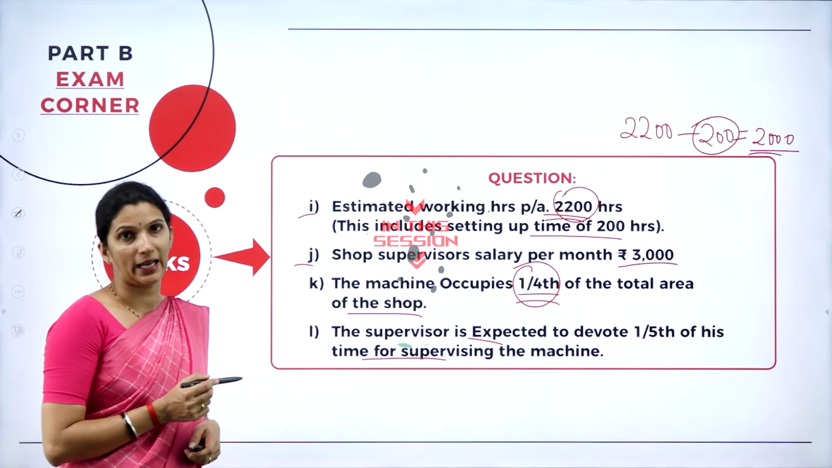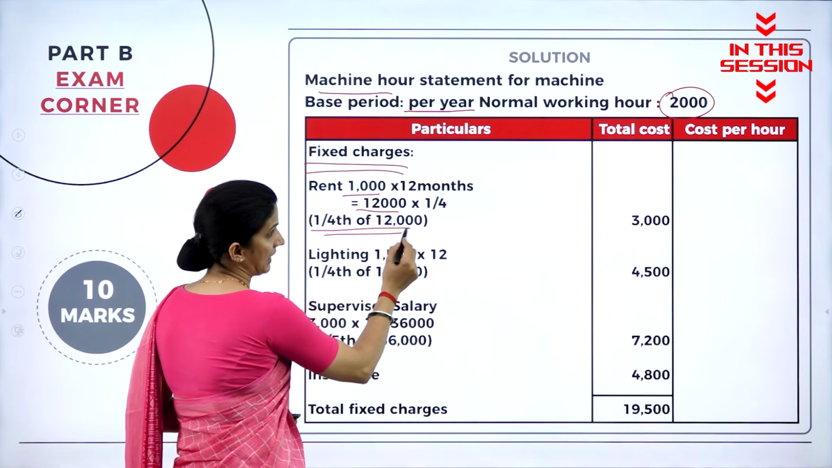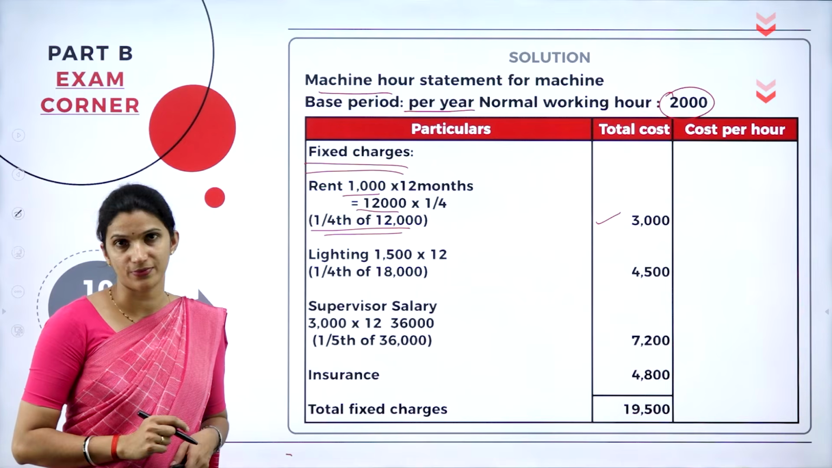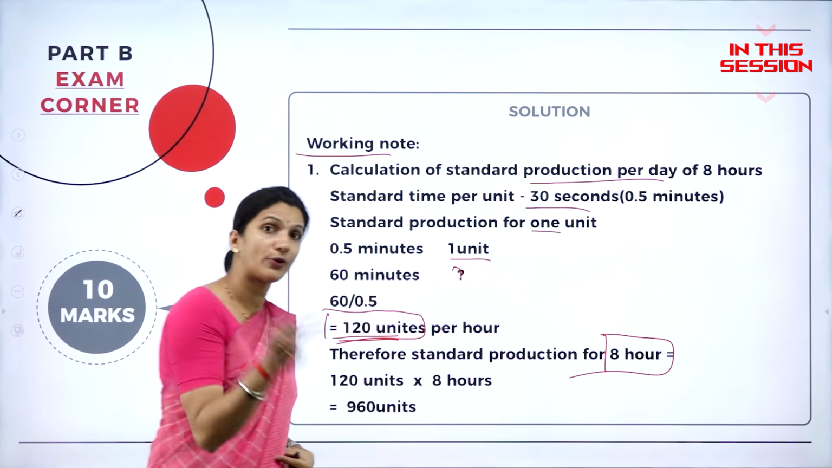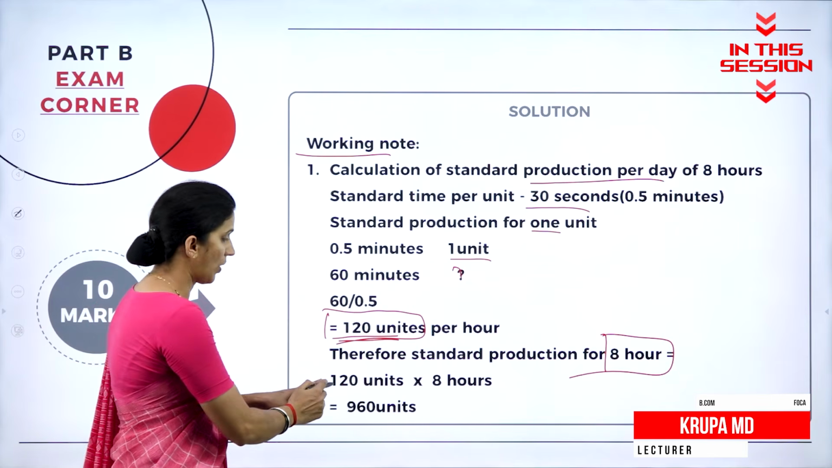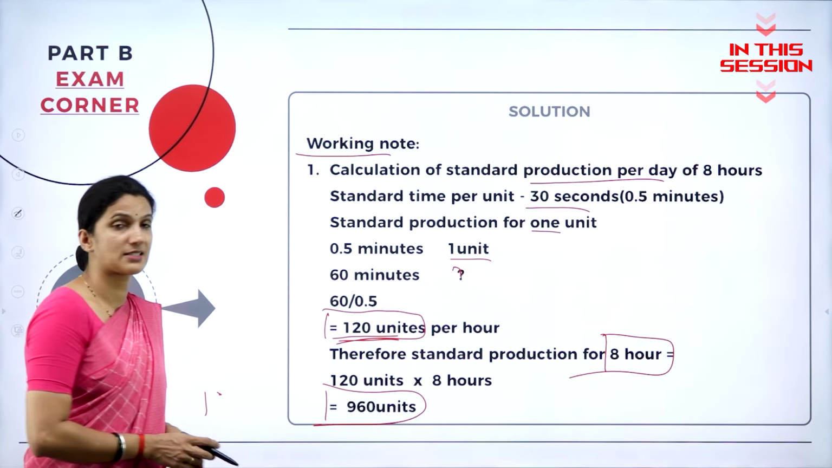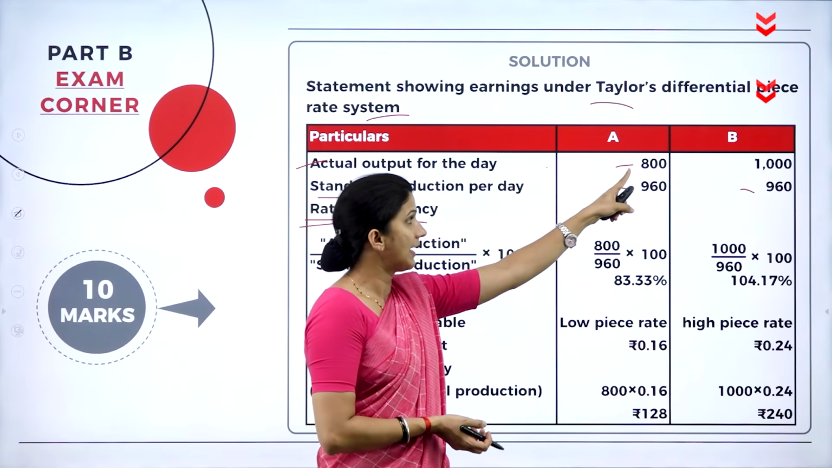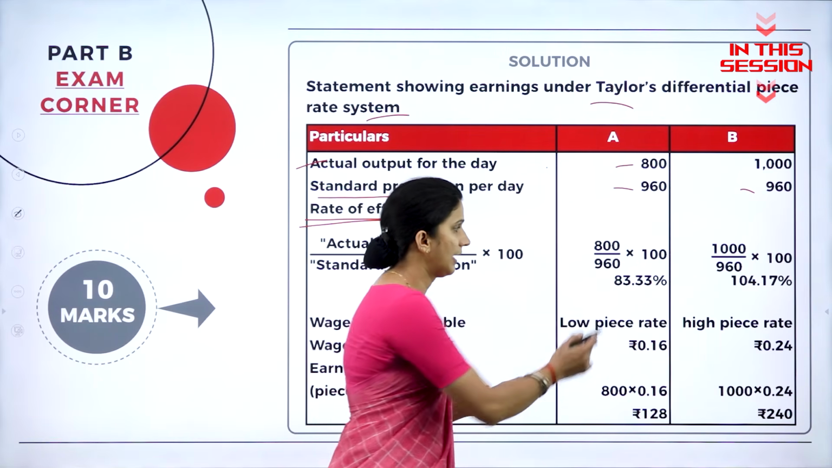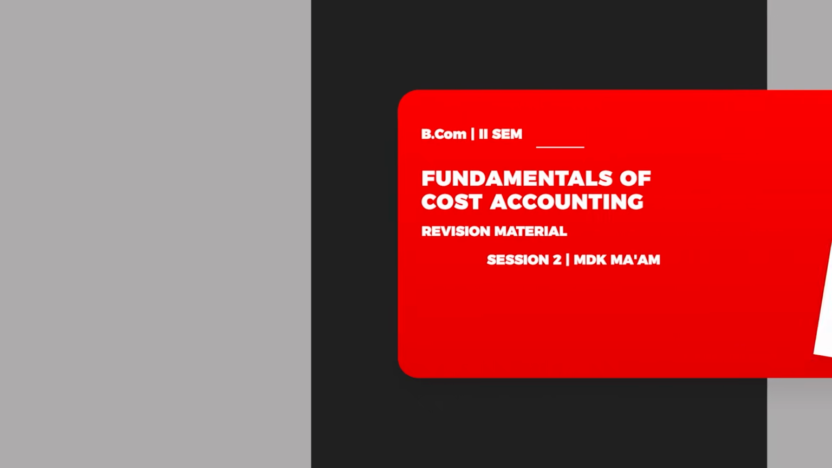1/4 of the area. So that means 12,000 into 1/4, so we'll have 3,000. So the rent for one machine we'll get. So we are calculating the earnings for 8 hours. So we'll calculate what is the standard production for 8 hours. So 120 units into 8 hours, your standard production is 960 units. So for A, actual production 800, standard production 960 into 100, your rate of efficiency is 83.33%.